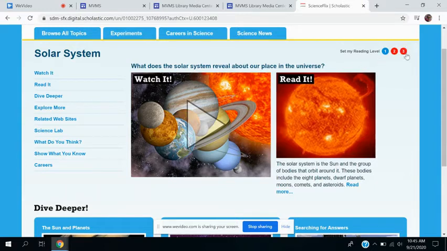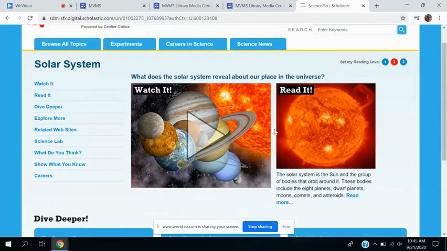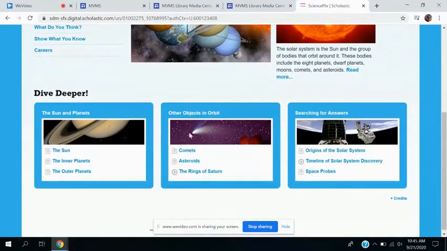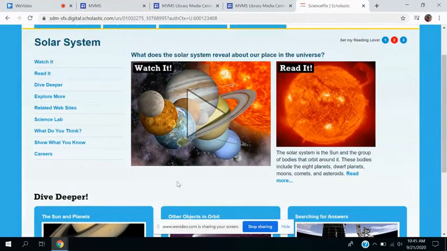You can change your reading level. You can click right on the video. You can click on the reading. You'll notice, again, the dive deeper sections are here. So this is if you want more information. There's another interactive timeline. So those are just some of the components. So again, you can watch it, read it, dive deeper, explore more.